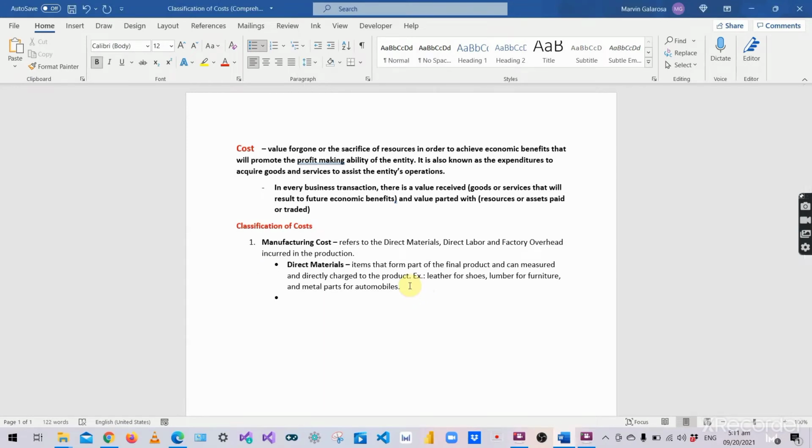How about direct labor? This refers to costs of labor expended in producing the product, that can be measured and directly charged to the product.